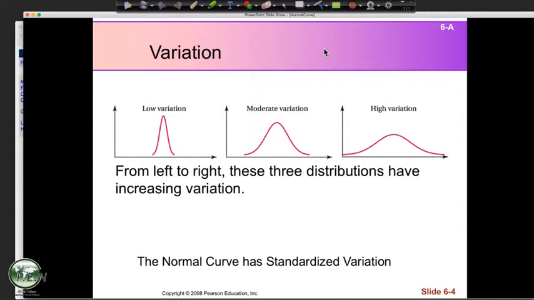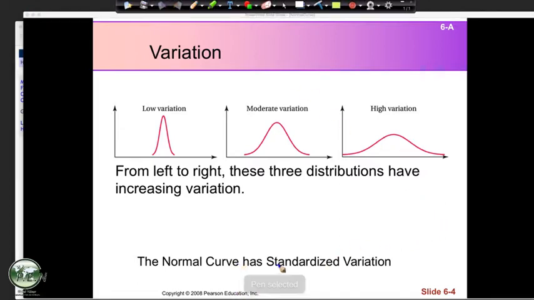Variation. Again, we could have things with low, moderate, or high variation. What we're going to do with the normal curve is the normal curve will be manipulated a little bit, but we're going to standardize the variation. So it's going to have a standard variation, which is mentioned down here at the bottom.